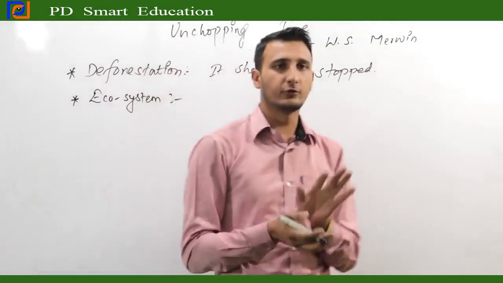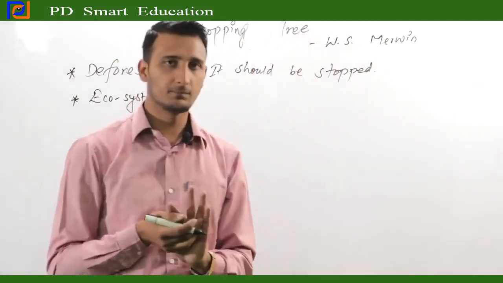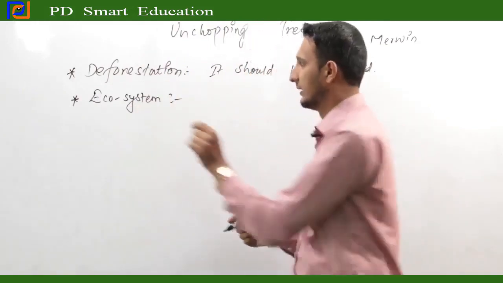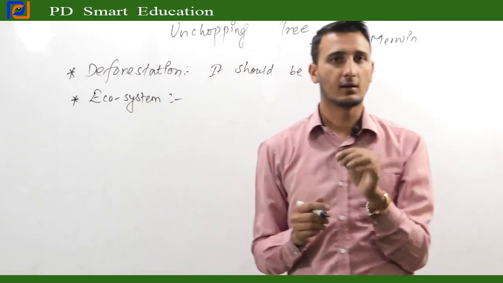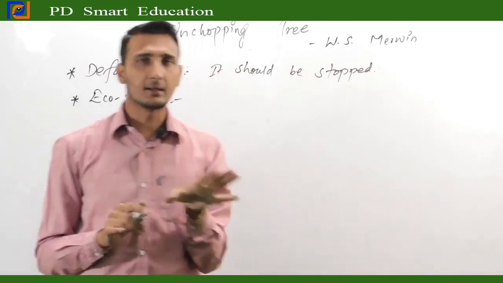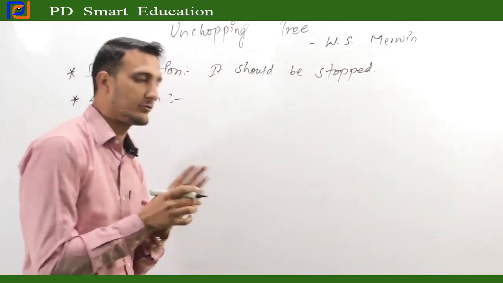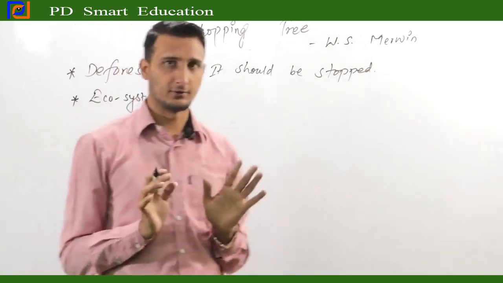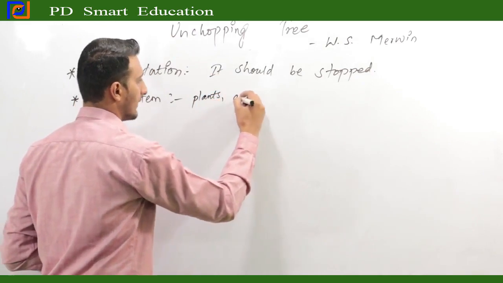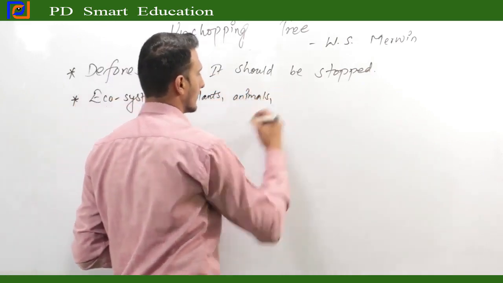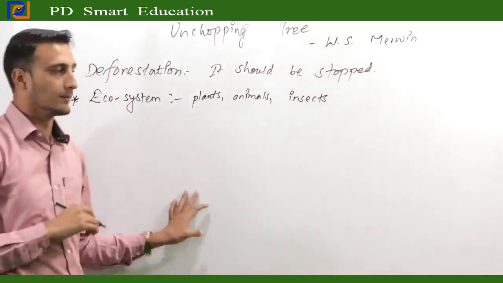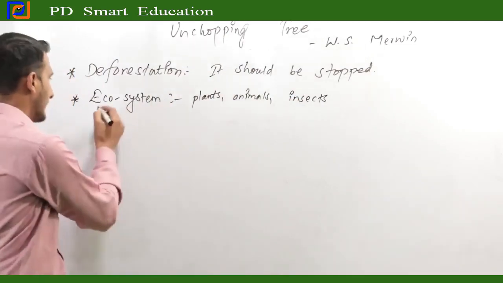The balance in the environmental condition, the whole system or the chain of environmental condition, is the ecosystem, or we can call it ecology. This ecosystem remains balanced because of the existence of all the creatures on this earth, like plants, animals, small insects, each and everything, and they create balance in the ecosystem.